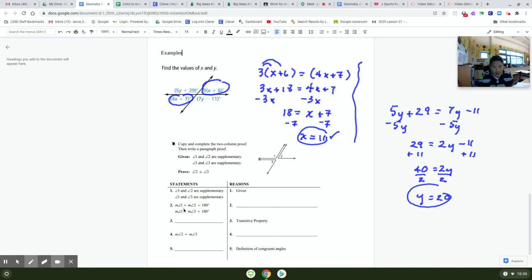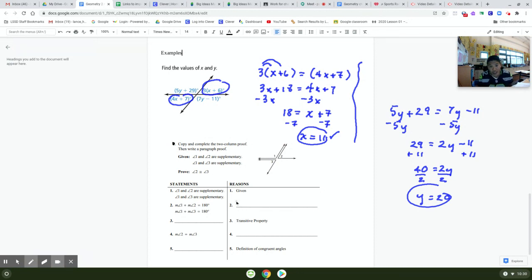Then the second statement is the measure of angle 1 plus the measure of angle 2 is equal to 180. The measure of angle 1 plus the measure of angle 3 is equal to 180. You have to look back at the first statement as well. Angles 1 and 2 are supplementary, so are angles 1 and 3.